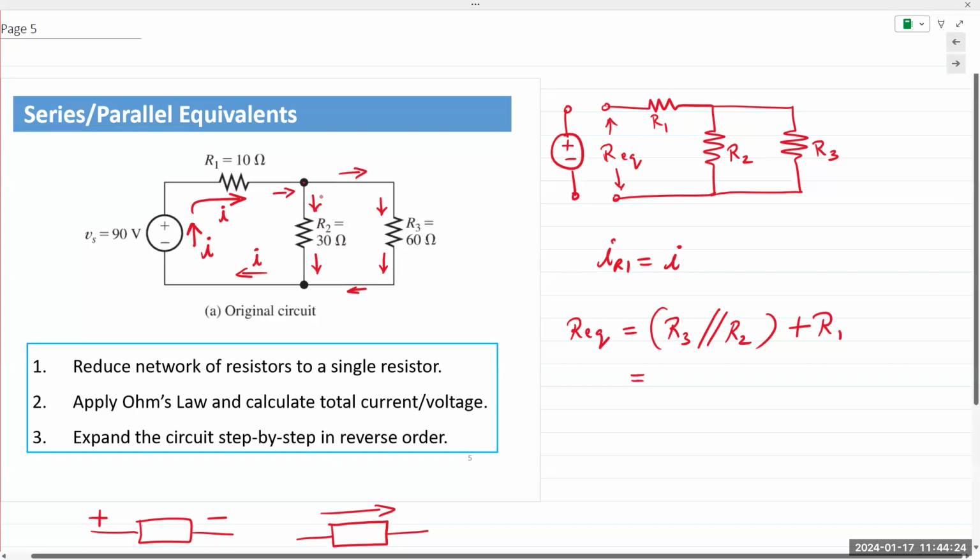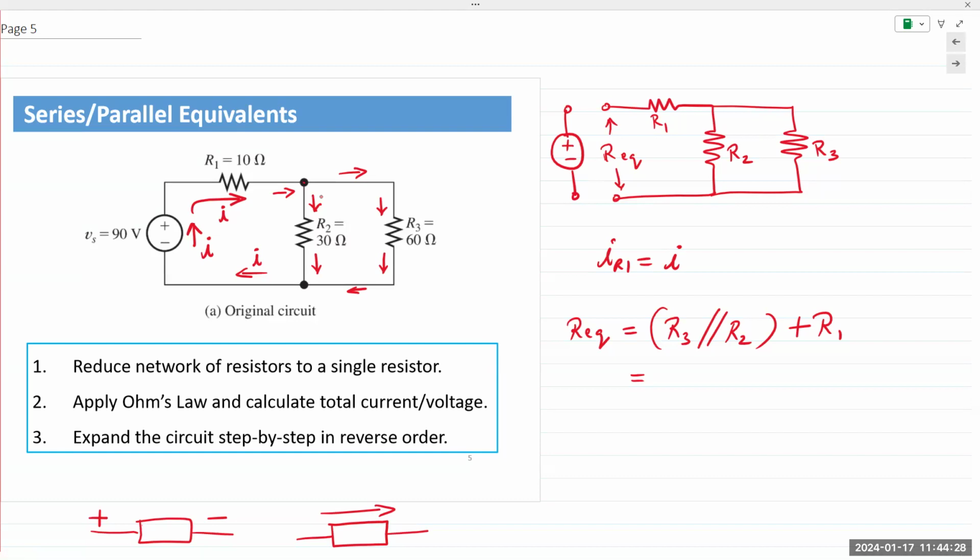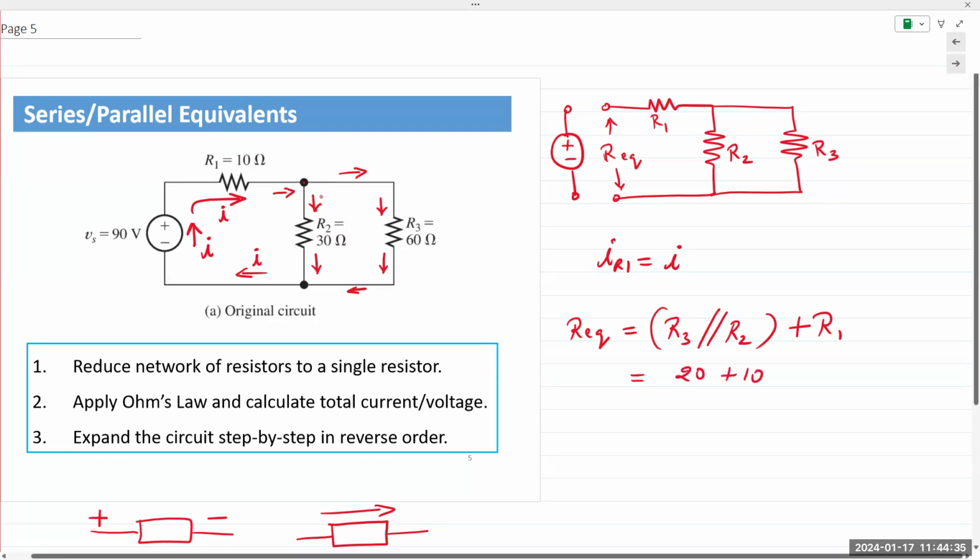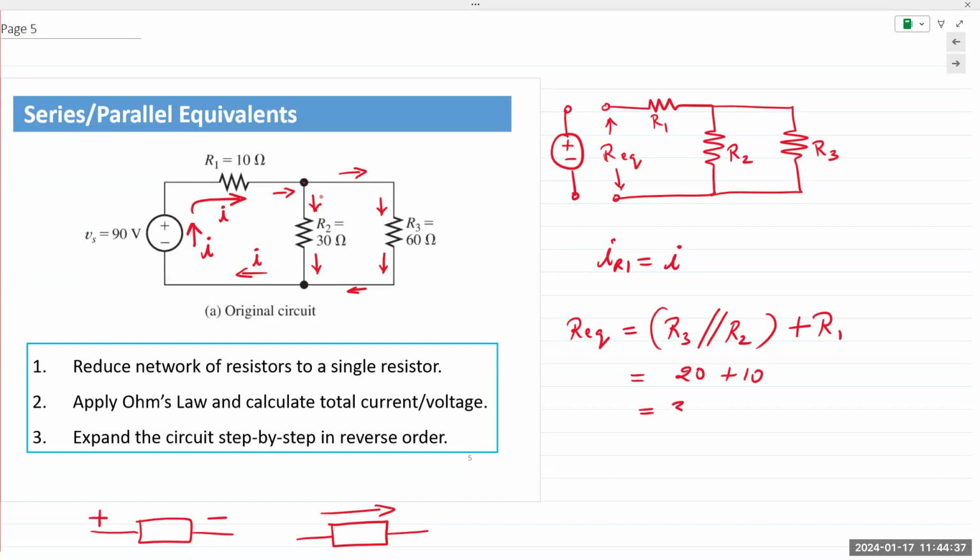So this is R3 parallel R2. 30 times 60 divided by 30 plus 60, 1800 divided by 90 gives me 20 ohms. Again, you can do this on the calculator, obviously, but you should get 30 ohms for the total. So REQ is 30.